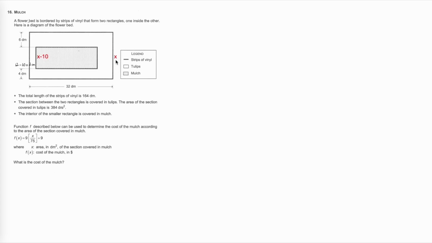We don't know what this height is. I'm going to call it x. If this is 6 and 4, that's 10 decimeters, so this height is x take away 10. I don't know this length. I'm going to call it y. Then I'm going to look at the vinyl strips going around the outside. So for the vinyl strips, I know that x plus x is 2x, 32 plus 32 is 64, so 2x plus 64 is the vinyl strips going around the big rectangle.